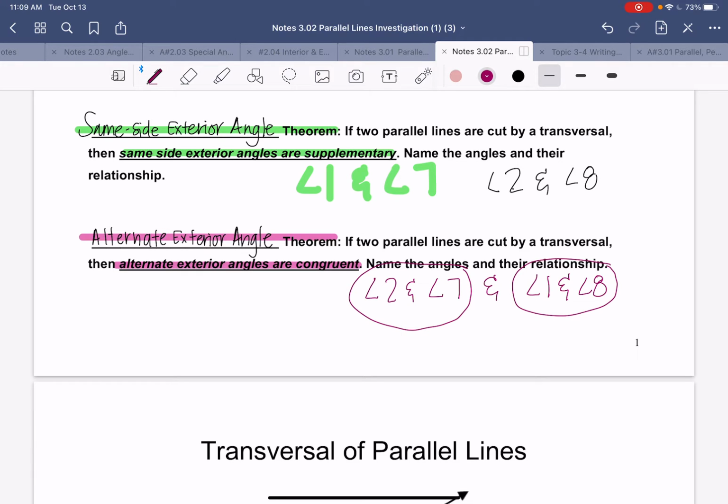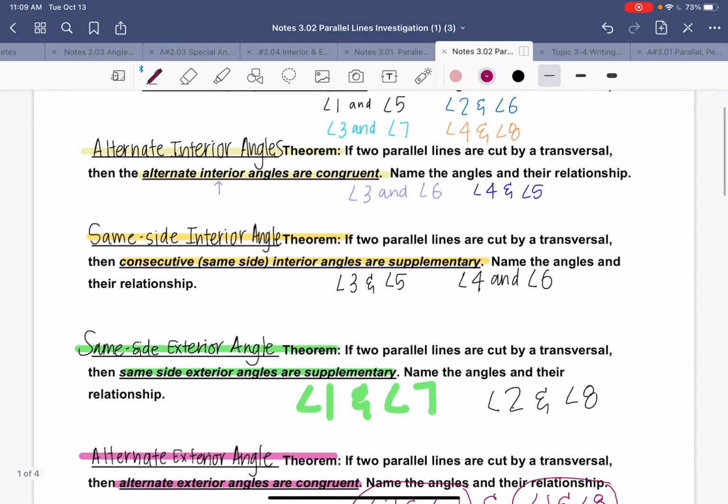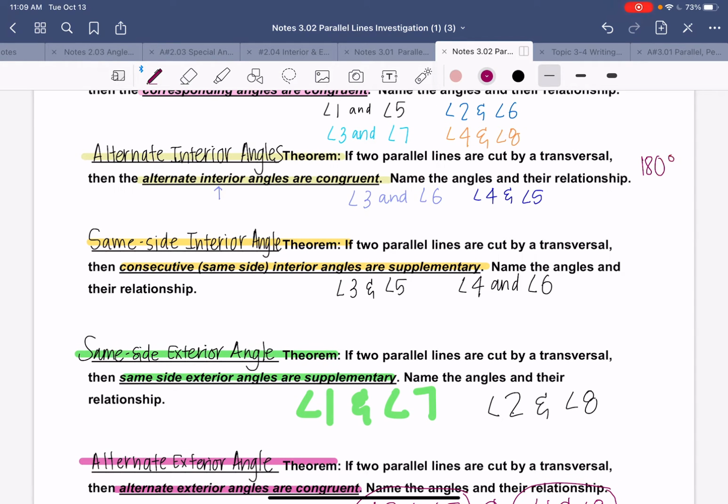Okay, so if they're corresponding, alternate interior, or alternate exterior, they are always congruent. If they're same side interior or same side exterior, they're supplementary to each other, meaning they add up to 180. So they add up to 180, and they add up to 180.